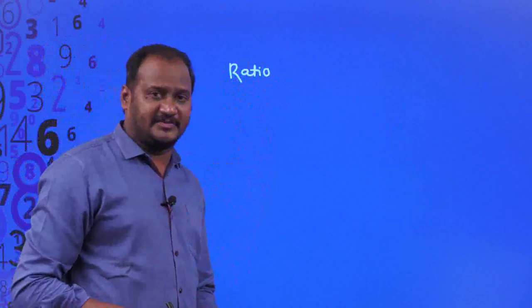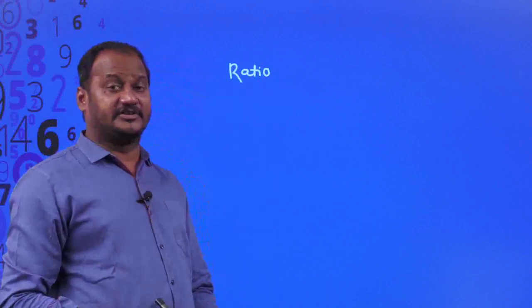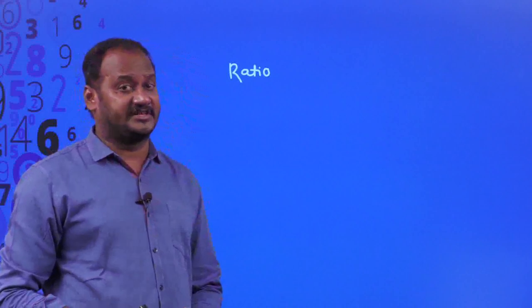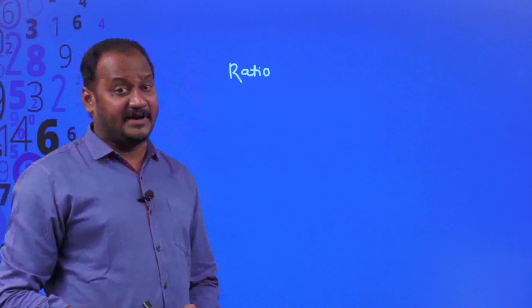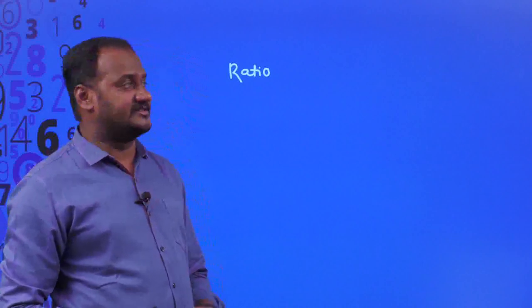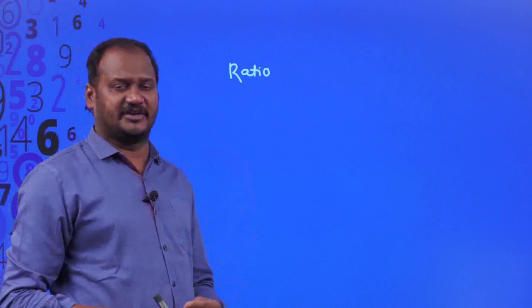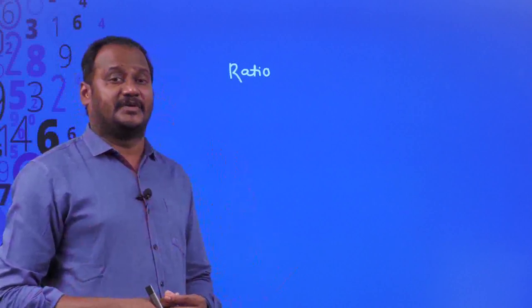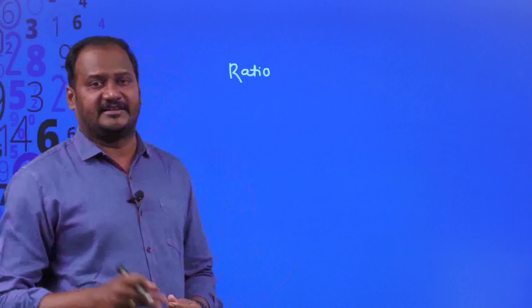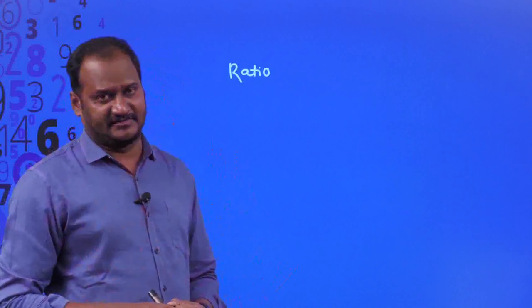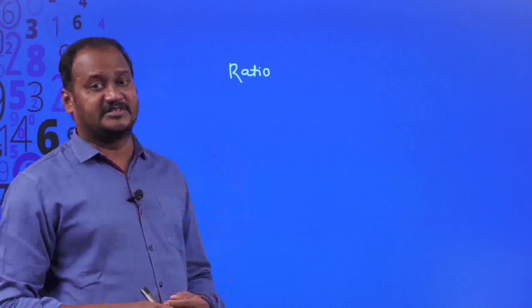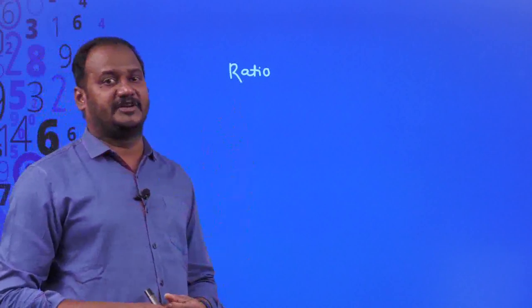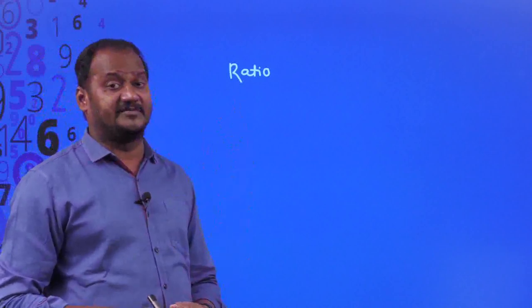Can anybody say what is meant by ratio? Ratio is the comparison between two quantities of the same kind. Comparison between two similar quantities is said to be a ratio. Of course, you can compare two terms or three terms or four terms, doesn't matter. But when comparison comes into the picture, at least two objects must be there, and those two must be of the same kind. So finally, the ratio is the comparison between two quantities of the same kind.